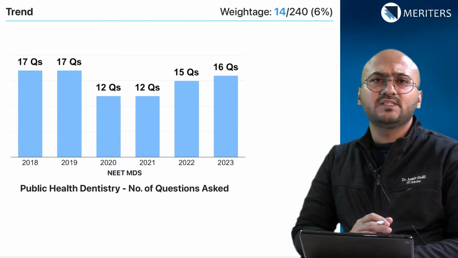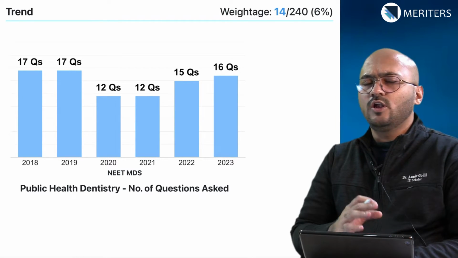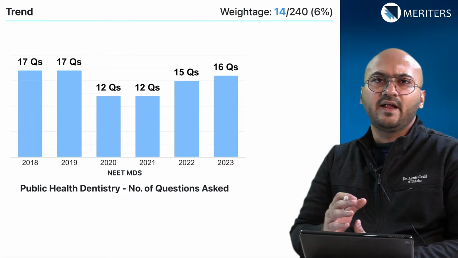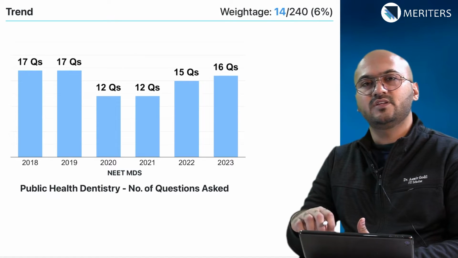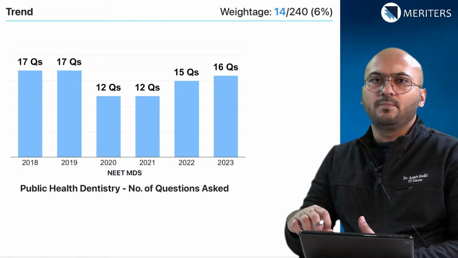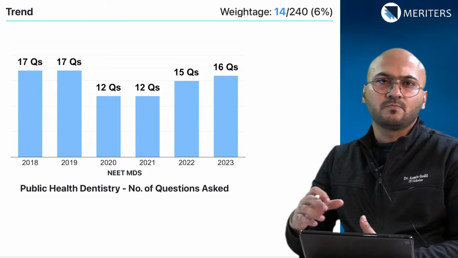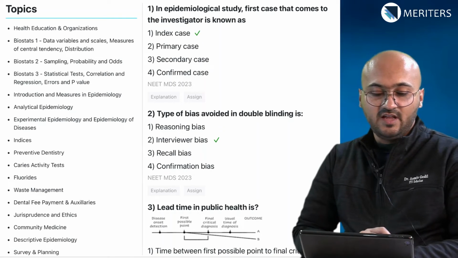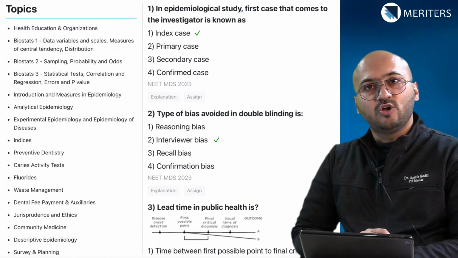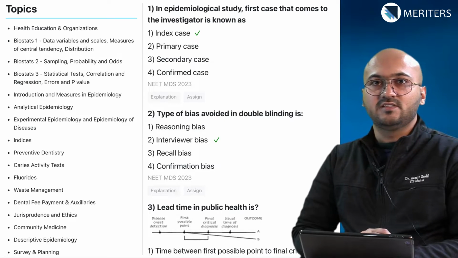Now, which topics are parallel? Not a lot goes very hand in hand with regards to public health dentistry. A little bit of preventive dentistry, and you can say pediatric dentistry and fluorides go hand in hand with community. But the major chunk of public health dentistry is actually research methodology, epidemiology, and biostatistics.